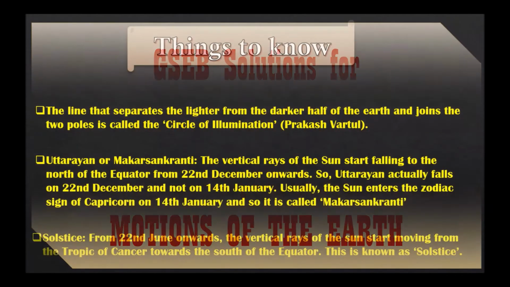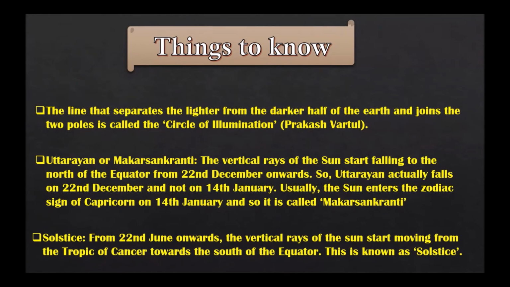Before starting with the textbook exercise, let's read things to know. The line that separates the lighter from the darker half of the earth and joins the two poles is called the circle of illumination. That is Prakash Vartu.